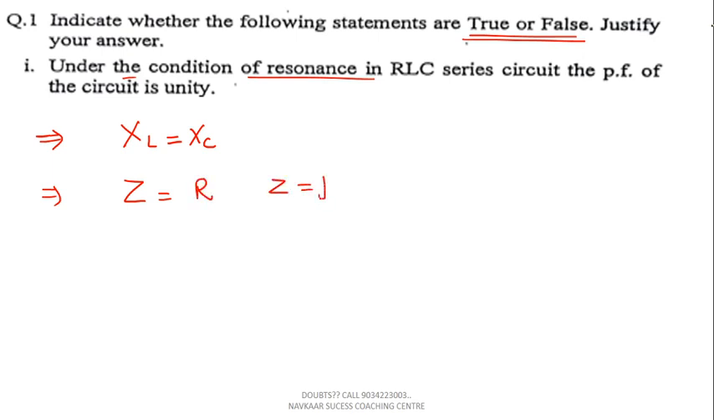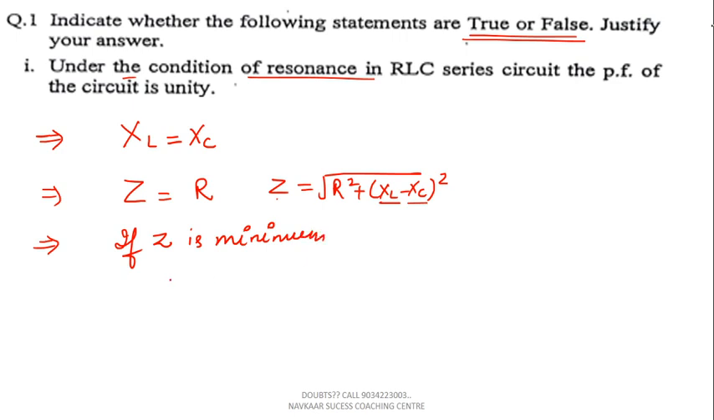How? Because what is the Z formula? Z is equal to root of R square plus (XL minus XC) whole square. So if XL equals XC, then the Z value must be equal to R. Next, if Z is R, then in that case Z is minimum. If Z is minimum, then current must be maximum. You have to remember all these conditions of resonance, and the formula for the resonant frequency is 1 by 2 pi root LC.